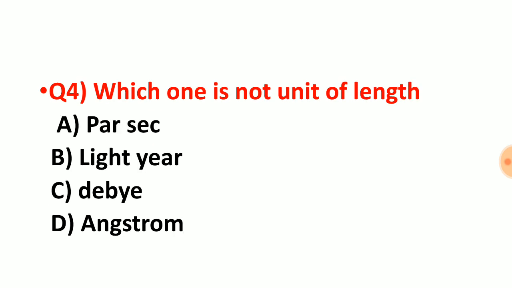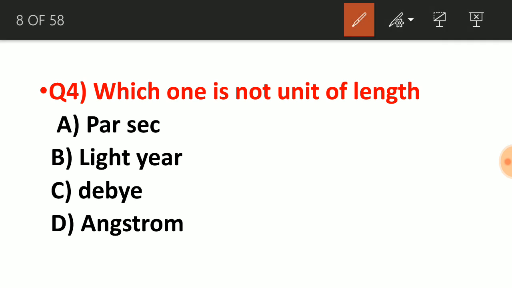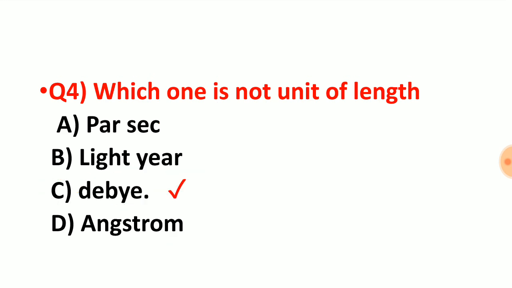Now let us move to question number 4. Which one is not a unit of length? If you see this, all quantities with Angstrom are units of length. This light year is a unit of length. Parsec is a unit of length. Then this dBA is not a unit of length. Because of that, option choice C is the correct answer for question number 4.